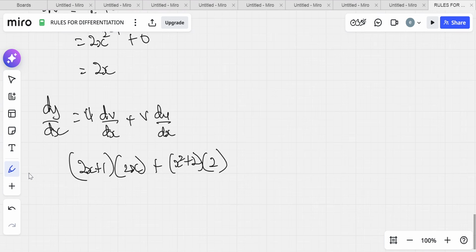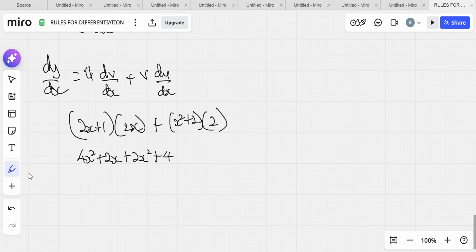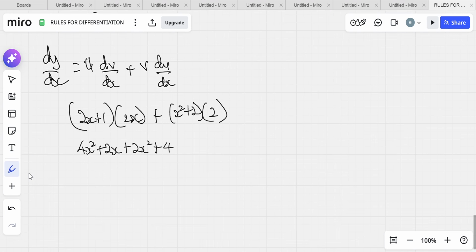So we start the expansion. This into this will give us 4x squared plus 2x plus 2x squared plus 4. So in expansion, okay, this is what we have. We start arranging them according to the degree of their powers.